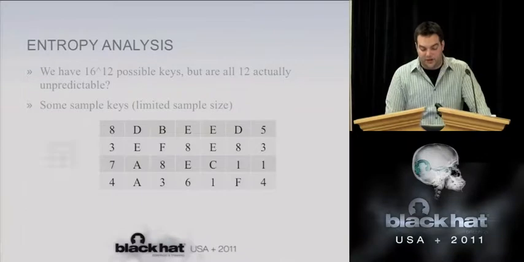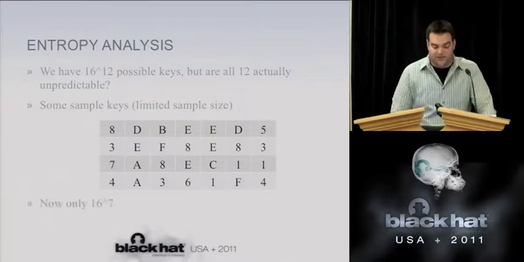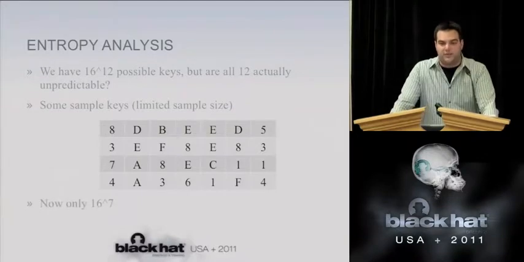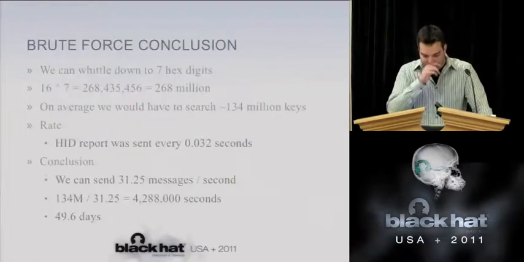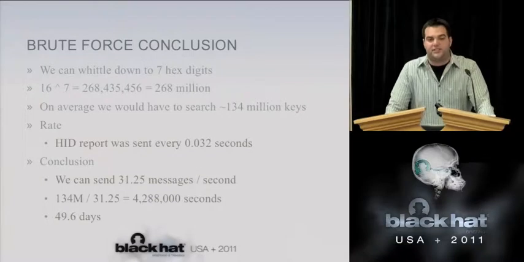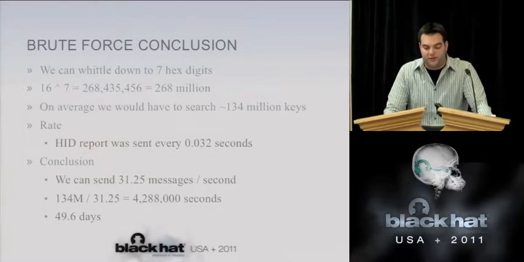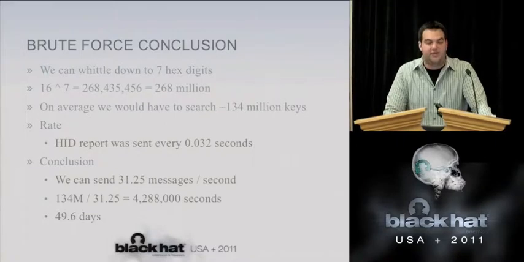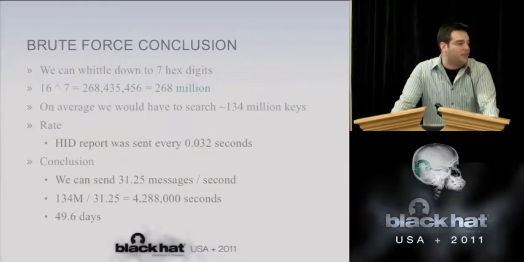So if we get rid of those, really what we're left with is 16 to the 7th possible keys we need to brute force. So we can whittle it down to 7 hex digits. That's around 268 million keys in the full key space. If we consider ourselves lucky and we're going to hit averages, on average we'd have to search through 134 million different keys. So now the question becomes, how fast can we go through 134 million?